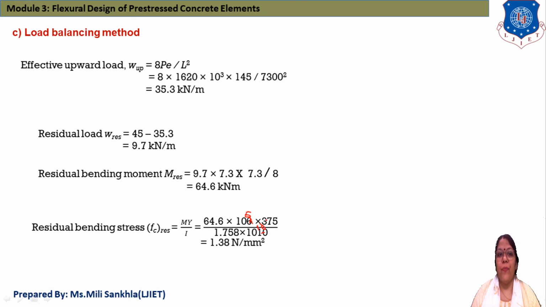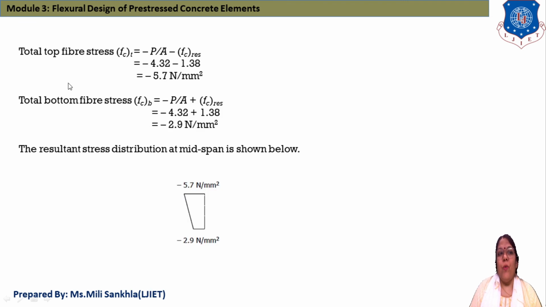Now we find the top fiber stresses and bottom fiber stresses. Now at the top fiber, P by A means compressive stresses, and the top is subjected to tensile, because the diagram is like this. The top fiber stress is subjected to tension and the bottom fiber stress is subjected to compression. Now P by A, the diagram is like this.